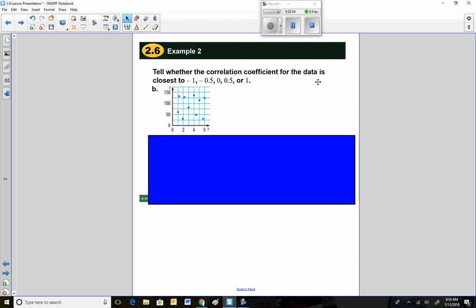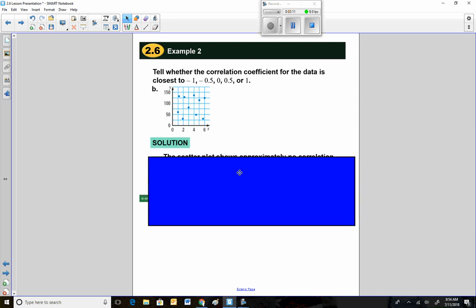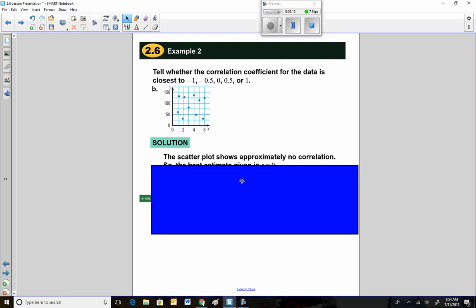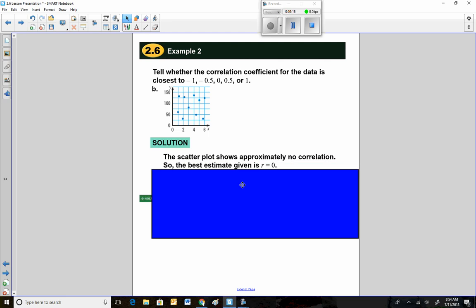So tell whether the correlation coefficient for the data is closest to -1, -0.5, 0, 0.5, or 1. Now remember, for it to be negative, it'd have to go downhill. For it to be positive, it would have to go uphill. For it to be close to 0, it'd be pretty flat. So let's see what the solution is. Scatter plot shows approximately no correlation. So the best estimate for the correlation coefficient, known as R, equals 0.